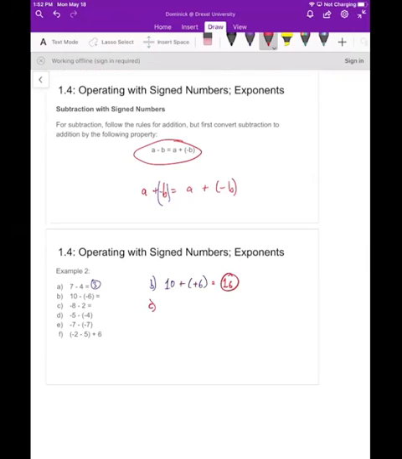In part C, you have negative 8 minus 2, but if you add a line and change the sign, these are both negative numbers, so we're going to add them. 8 and 2 is 10, and keep the signs in negative 10.